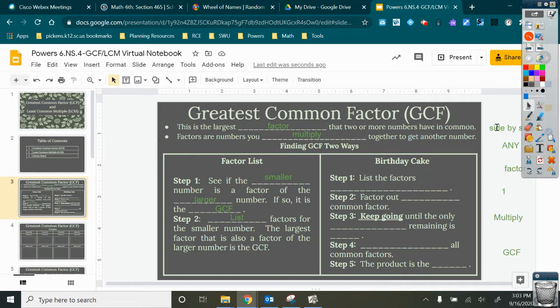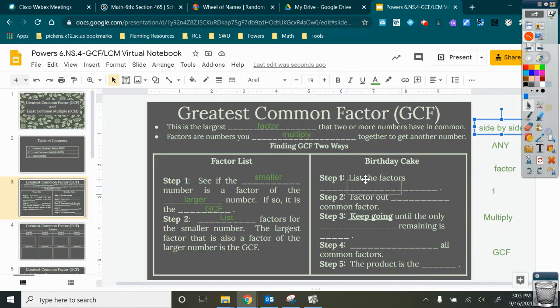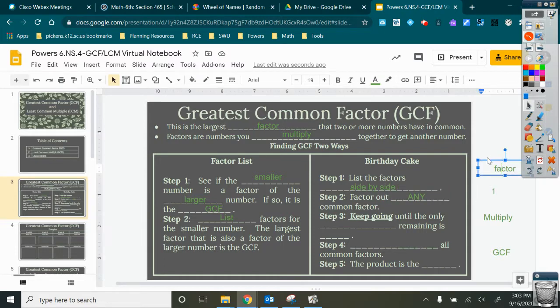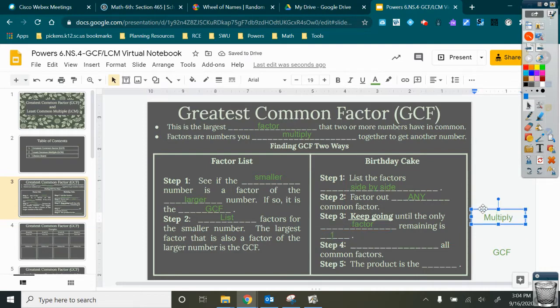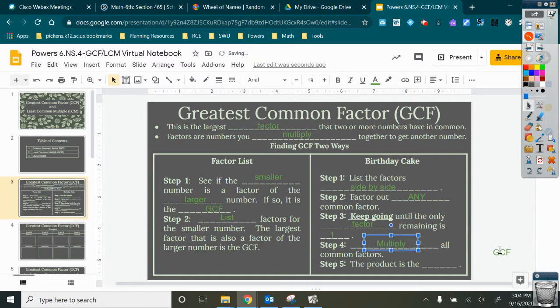So to do the birthday cake method, you're going to list your factors side by side, and then you're going to factor out any common factor through division. Factoring is dividing. So you're looking for any common factor. It doesn't have to be the greatest common factor. You will keep doing that until the only factor that the two numbers share is 1. And when that happens, you will have everything you need to find the GCF. You will then just multiply all of the common factors, and that will be your GCF.